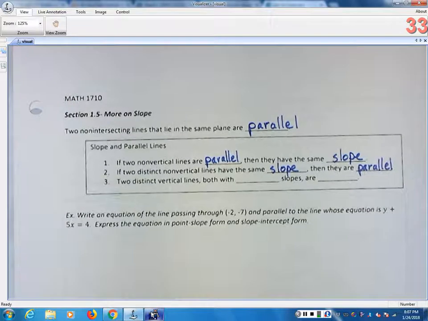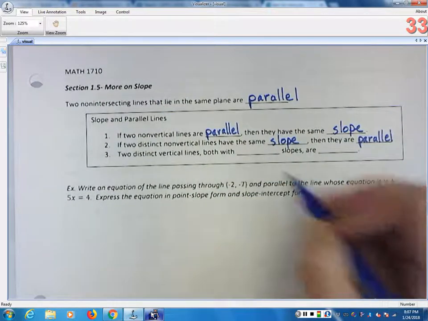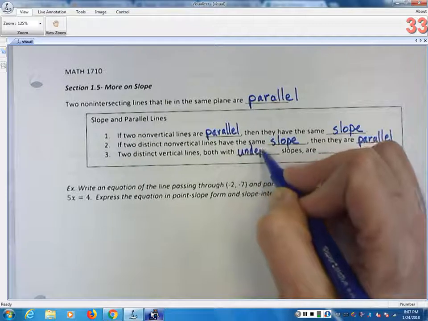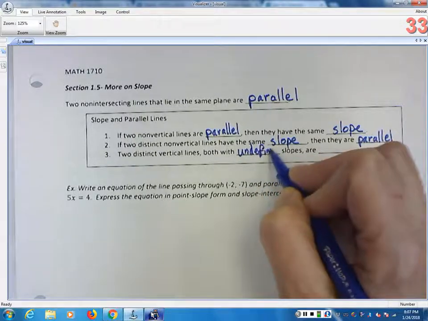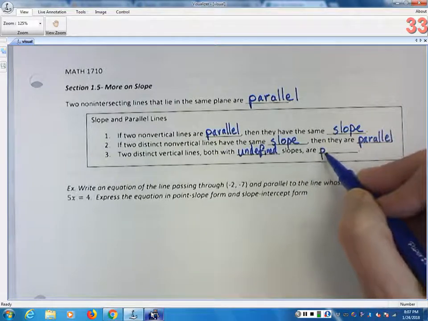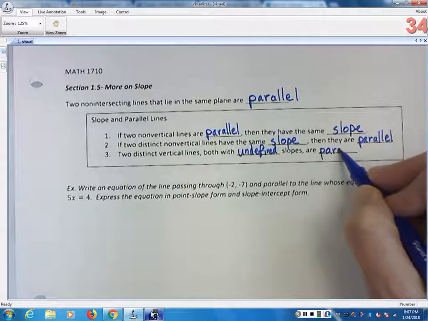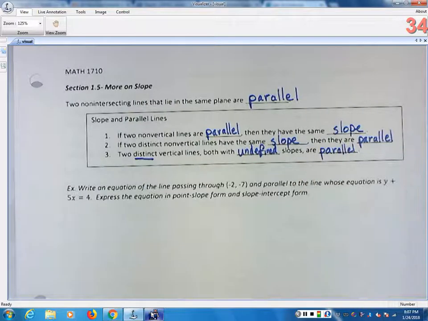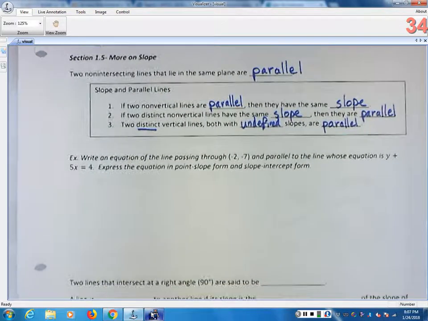Okay? And two distinct vertical lines, both with undefined slope, because vertical lines don't have slope. They're still parallel, though. Two vertical lines, as long as they're not the same line, are parallel. Okay? All right. And here's what we'll do.